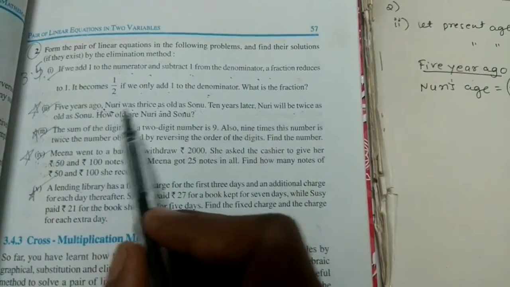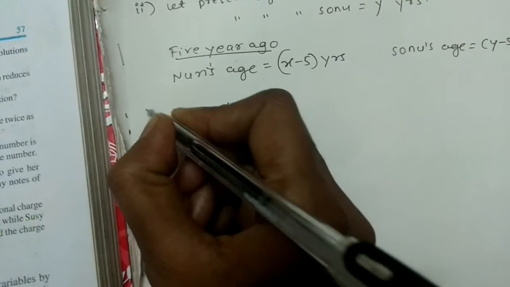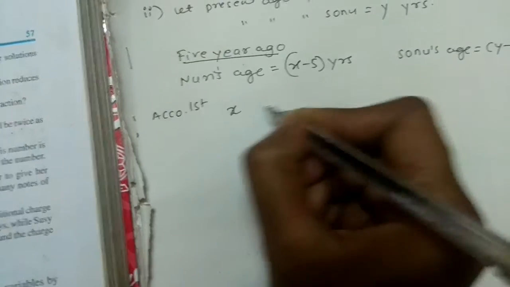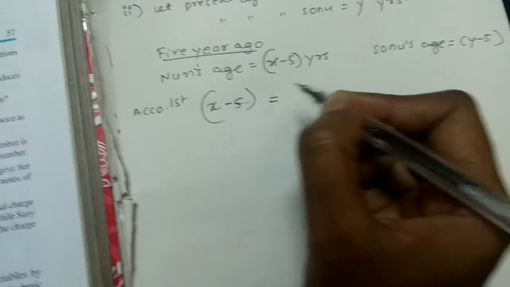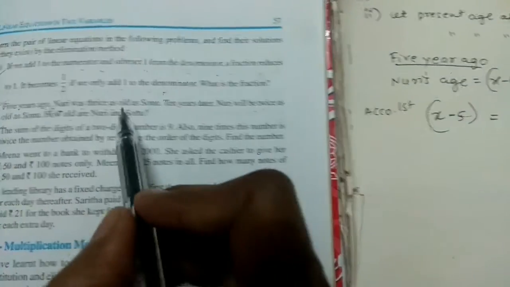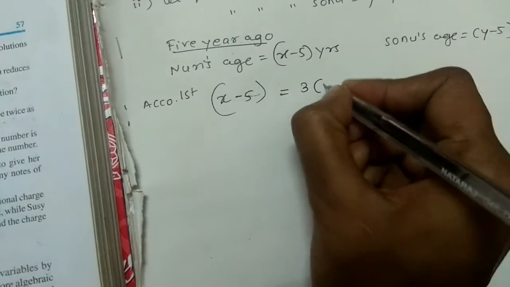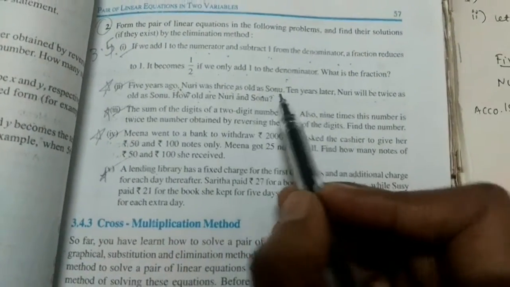Then this age, that is what? Nuri was thrice as old as Sonu 5 years ago. So according to the first condition or statement, Nuri's age, this x minus 5, was thrice as old as Sonu. Means 3 times the age of Sonu 5 years ago. So here don't get confused. 5 years ago we have to consider both the ages, Nuri's and Sonu's.